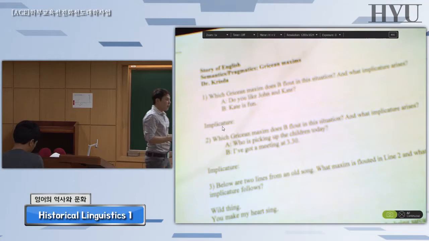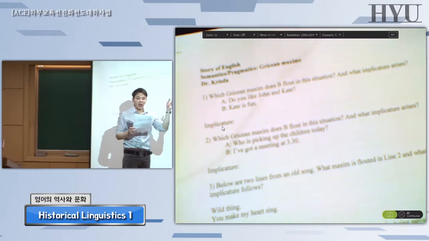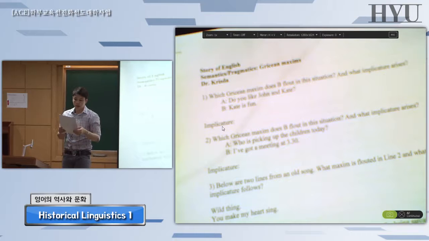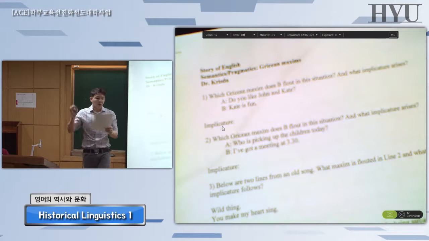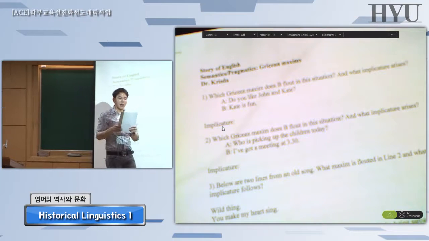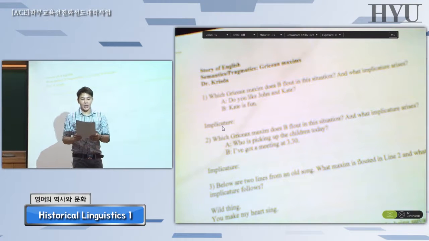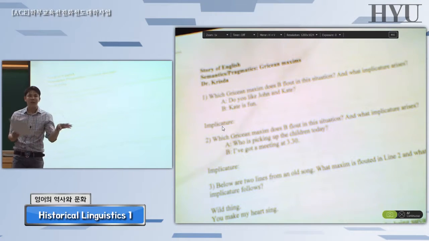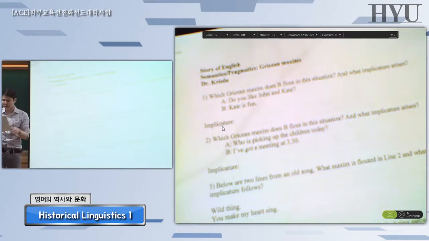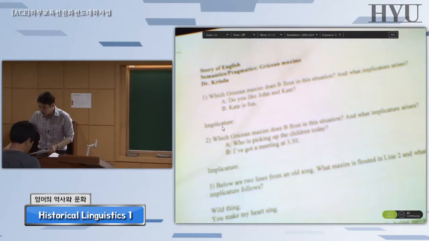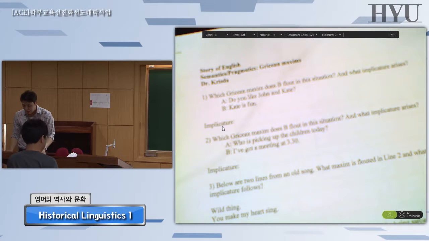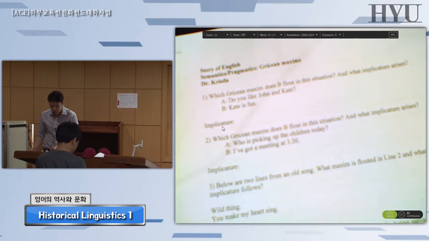So let's look at number 1, right? We call those things Gricean maxims, right? So you have a situation in number 1 where A says to B, do you like John and Kate? B answers, Kate is fun, right? So we want to try to find out what maxim is being violated here and what meaning do we get.